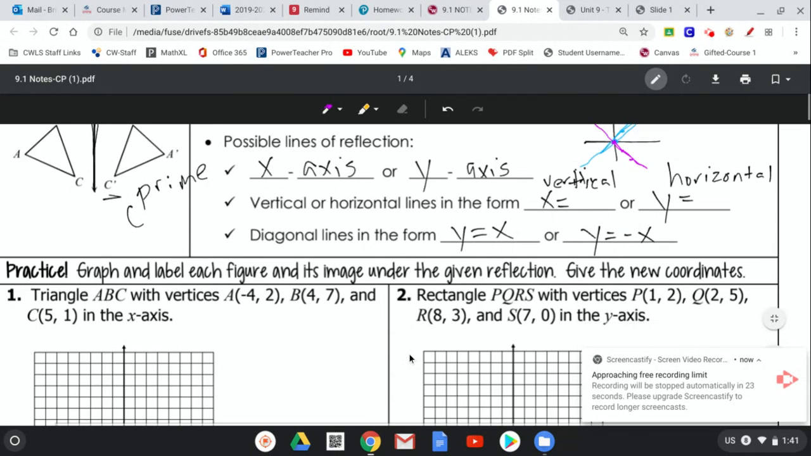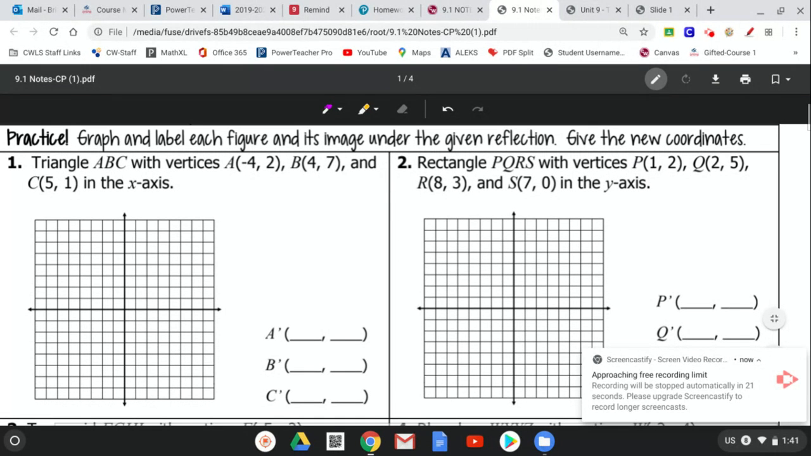So, moving on to some practice problems. I think we're going to get cut off here, so we will start these in the next video.